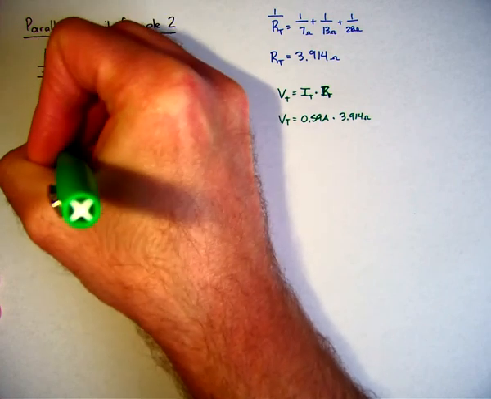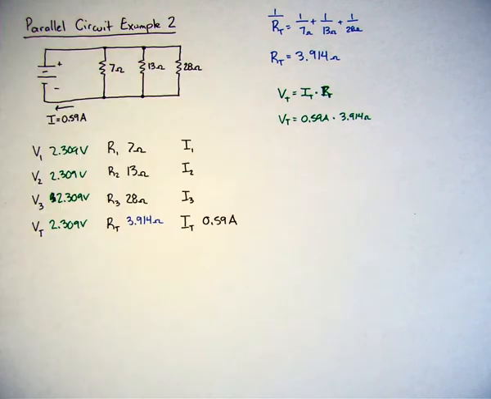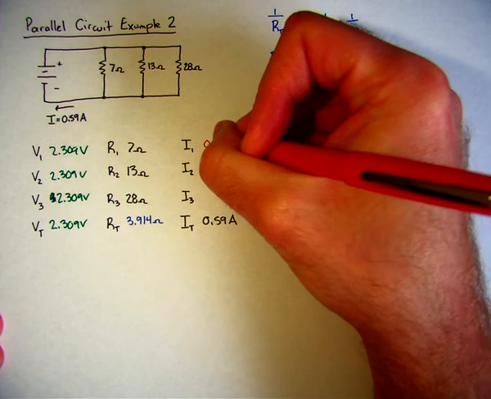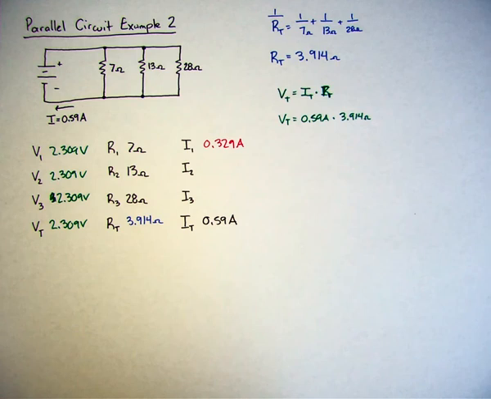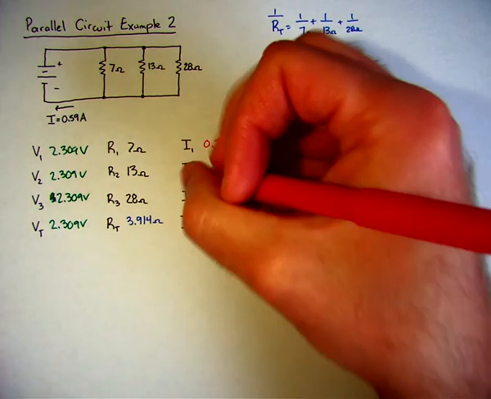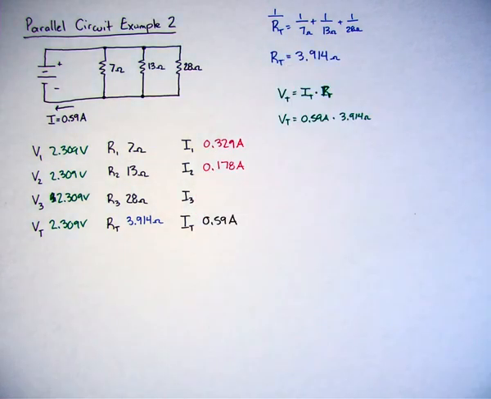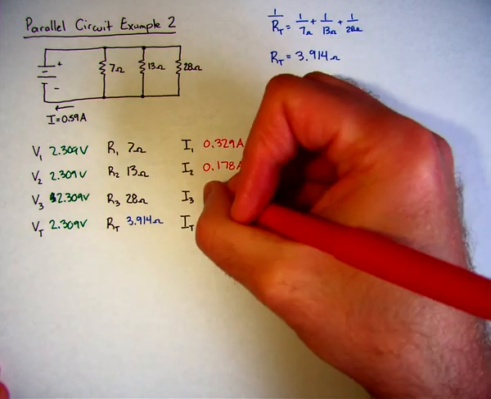And so now what I can do is again just use Ohm's law, like what we did to find the total, and I can find each individual current since V equals I times R. So V divided by R, so 2.309 divided by each one of these. So for the first one, it's 0.329 amps. For the second one, 2.309 divided by 13 ohms is 0.178 amps. And then for the final one, 2.309 divided by 28 is 0.082 amps.